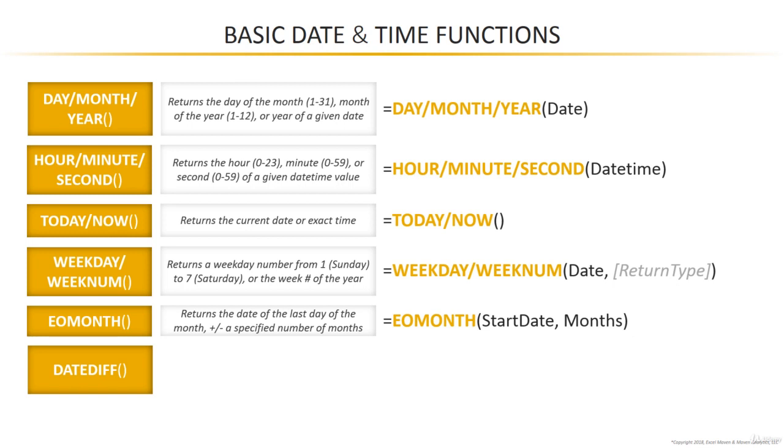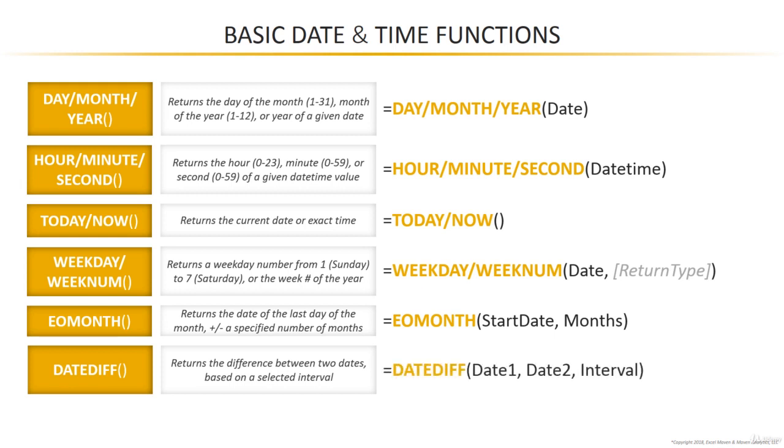And then last but not least, we've got DATEDIFF, returns the difference between two dates, but not only that, it allows you to select a specific interval as well. So date 1, your start date, date 2, your end date, and your interval, which gets as granular as seconds or as broad as years. So a really helpful function for calculating the difference between two dates. With that, let's open up our AdventureWorks file and start adding some new date and time columns to our model.